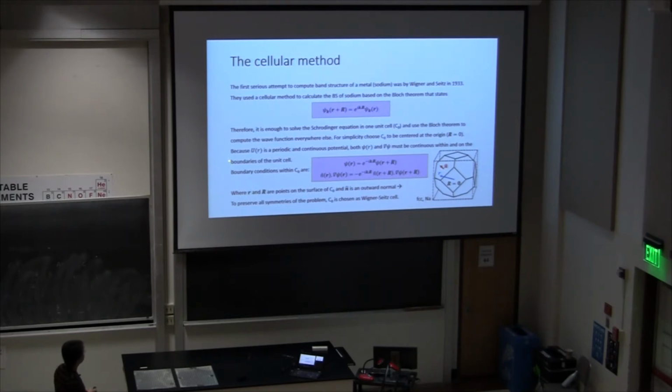Okay, then the next thing that you have to do in the cellular method is that you choose one unit cell. Let's say you put the origin at the origin of that unit cell. Then you have to have boundary conditions. And remember, what we're trying to do is calculate the energy of valence electrons as a function of momentum. And these energies have to have quantized values. Your K space is quantized, your energies must be quantized.